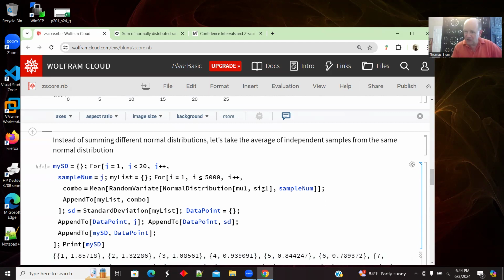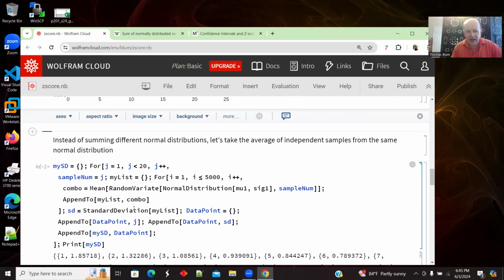So first I'll take one sample, then two samples, then three samples, and I'm appending them to my list. I'm going to get 5,000 samples of when j was 1, just one random variable. When j is 2, two random variables. When j is 3, three random samples from the same distribution.